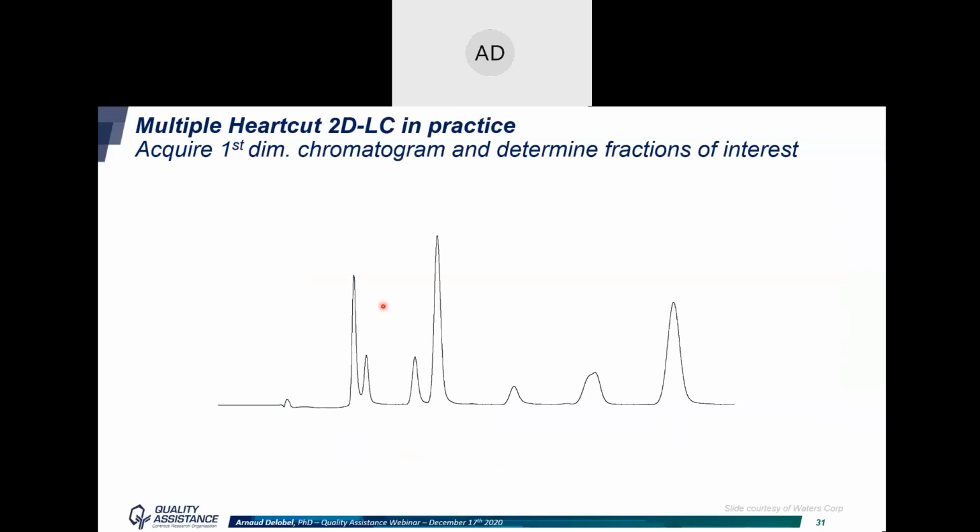So what is multiple heart-cut 2D LC? To do multiple heart-cut 2D LC, you first need to acquire your first dimension chromatogram and determine which are the fractions that you would like to analyze in your second dimension. So here, for example, you will identify two fractions that you would like to send to the second dimension to be analyzed by LCMS.